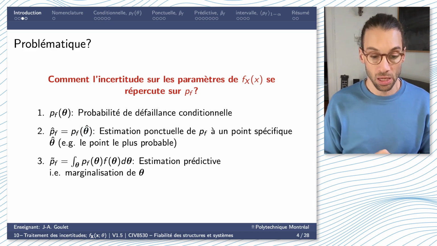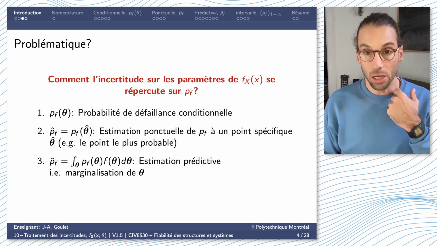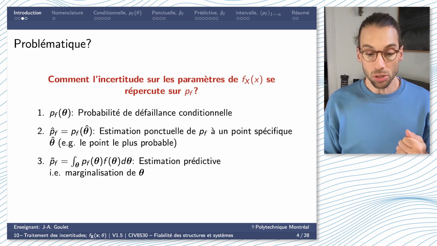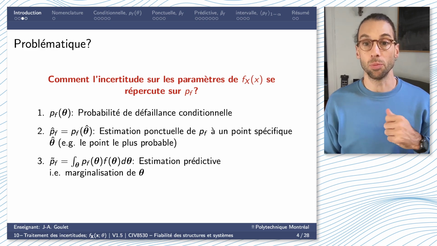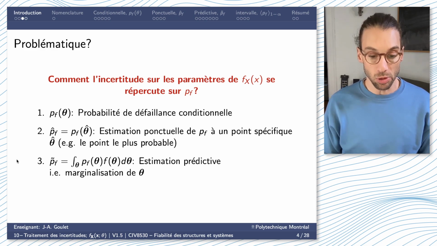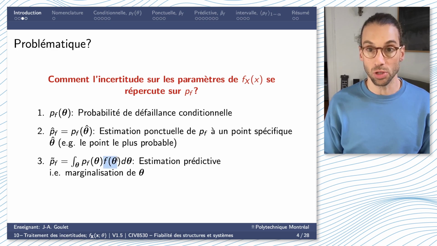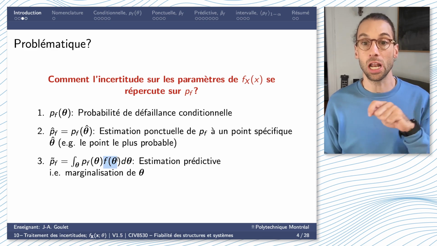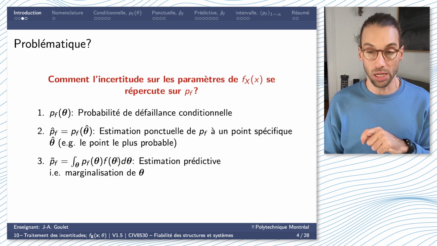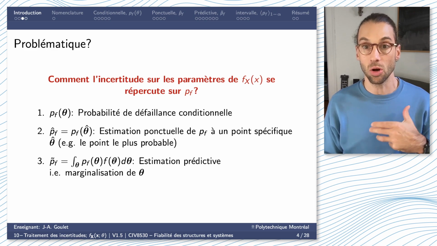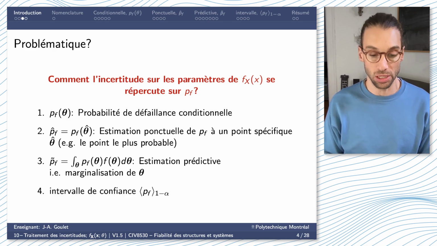Third, we're going to look at the predictive estimation. In the predictive estimation, we build the joint probability density between PF and the values of theta, and we marginalize the uncertainty associated with theta to obtain what we call our predictive estimate for the failure probability.